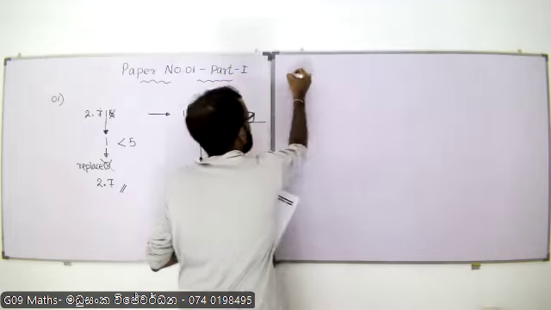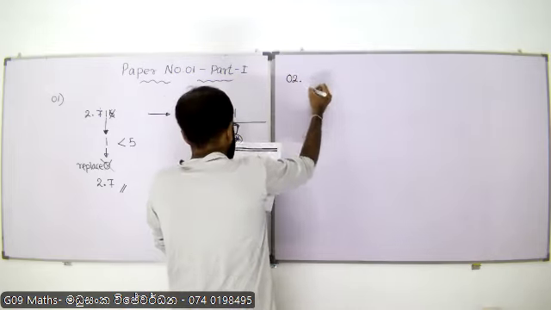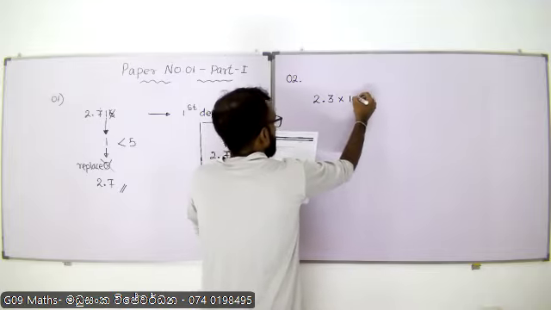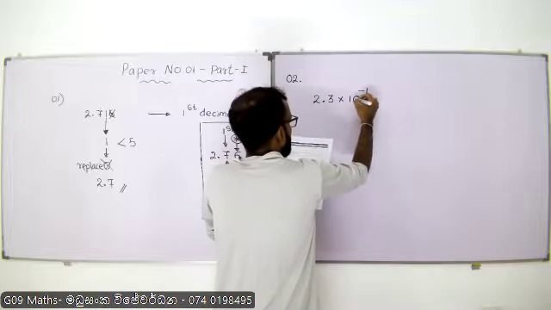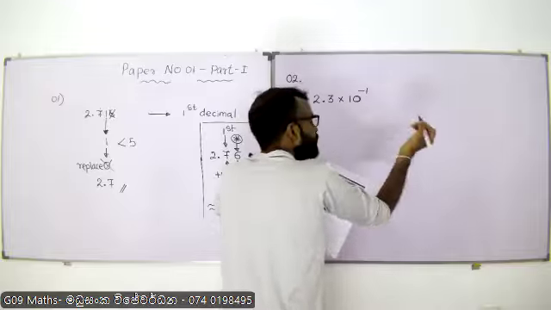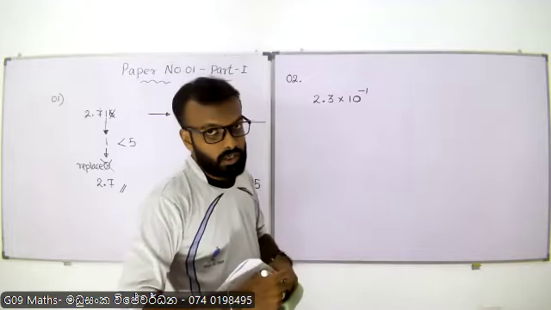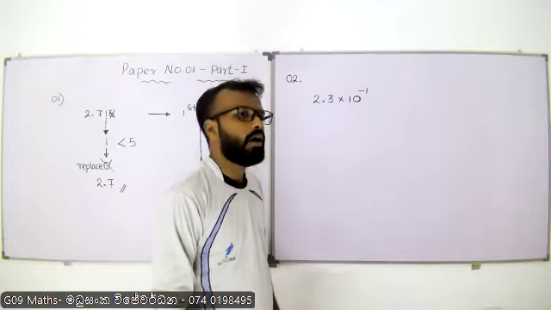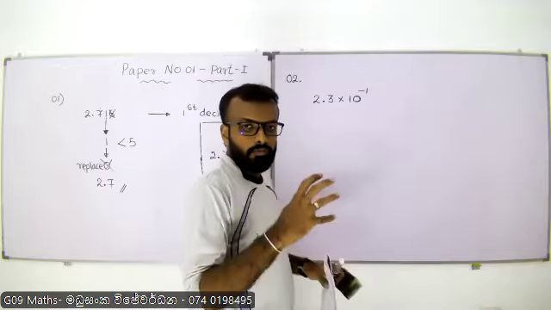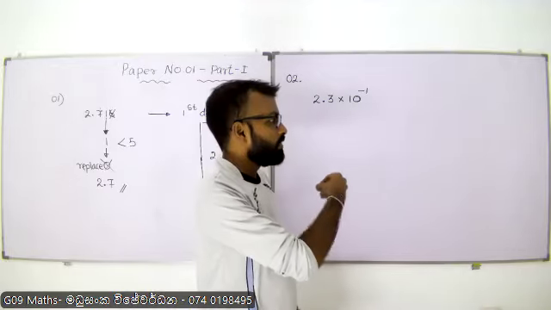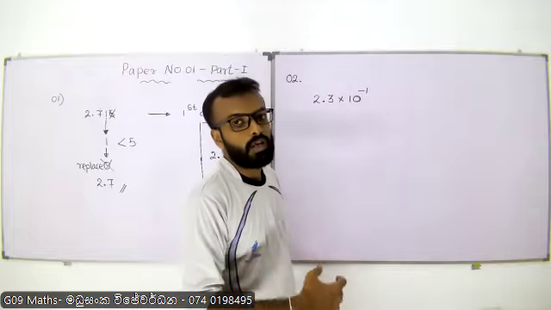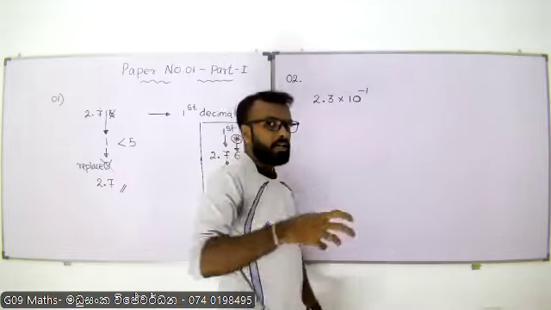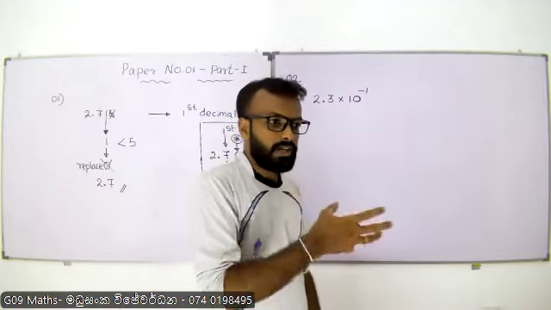Second one. Convert 2.3 multiplied by 10 to the power minus 1 to the general form. What is the general form? Do you know what is the general form? General form means the way that we are going to count or we are using in our day-to-day life, right? And now this method is used by scientists, in the science part.